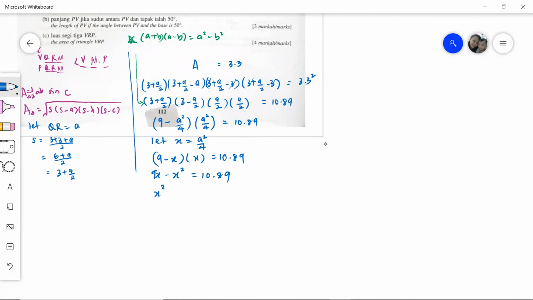So we got to solve it, but we need to rewrite it in ax squared plus bx plus c, put them all together, equals to 0. Then only we can solve this. Now this is not a whole number, so we have to use the formula. So x equals to minus b, our b is negative 9, plus minus square root of b squared, negative 9 squared, minus 4ac, 1 times c, which is 10.89, divided by 2a, which is this.